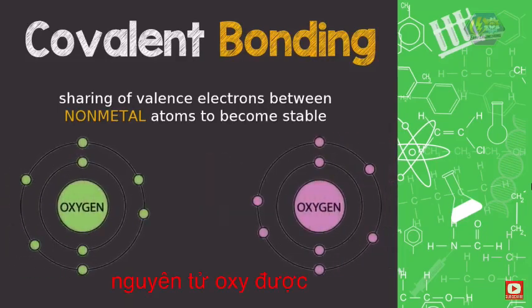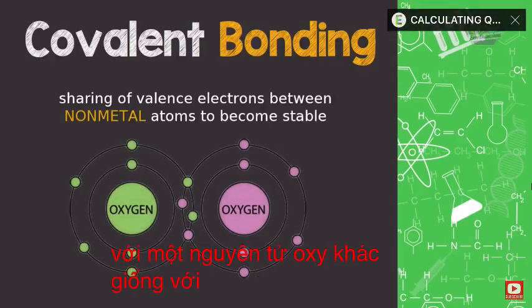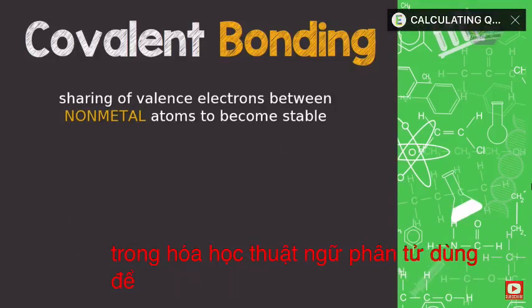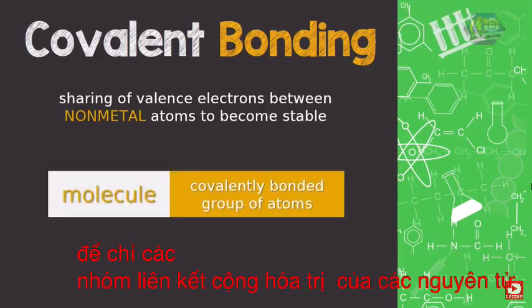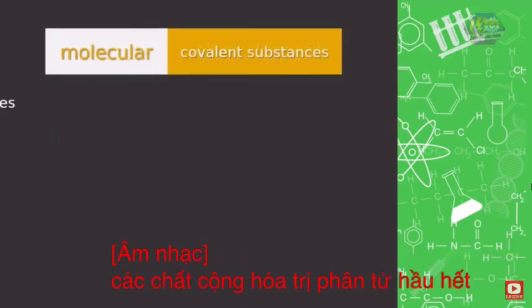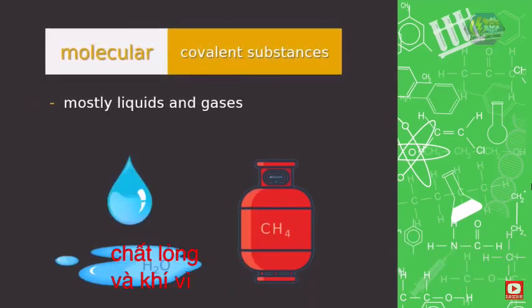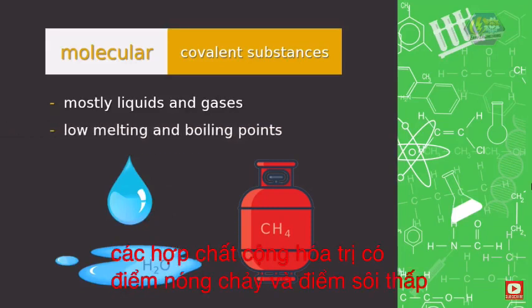The oxygen atom is covalently bonded with another oxygen atom. The same with other diatomic molecules. In chemistry, the term molecule refers to the covalently bonded groups of atoms. Molecular covalent substances are mostly liquids and gases because the molecules have more freedom to move within the substance. Also, covalent compounds have low melting points and boiling points.